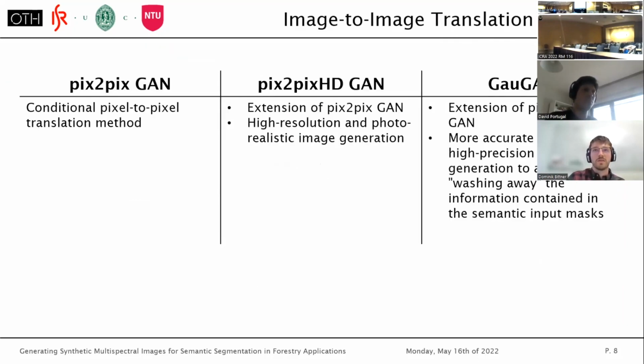The following methods were implemented for image-to-image translation. Pix2Pix GAN is a conditional pixel-to-pixel translation method, while Pix2PixHD GAN is the first extension with a high resolution and photorealistic image generation. The third GAN is in turn the extension of Pix2PixHD GAN, where more accurate networks for high precision image generation are used to avoid washing away the information contained in the semantic segmentations.